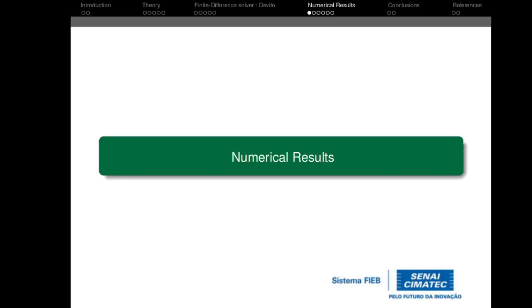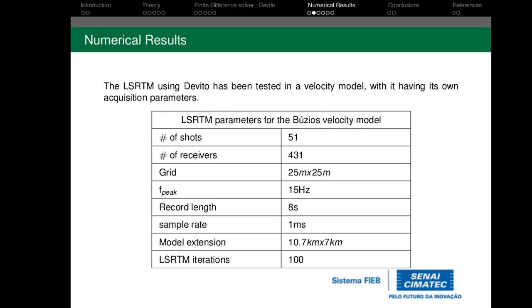So I'll show now some numerical results. For this example, I use a velocity model with number of shots of 51. The number of receivers was 431. The grid is 25 by 25. The peak frequency was 15 Hertz. The record length 8 seconds. Sample rate 1 millisecond. The model extension was 10 kilometers by 7 kilometers approximately, and the number of iterations that I used here was 100.